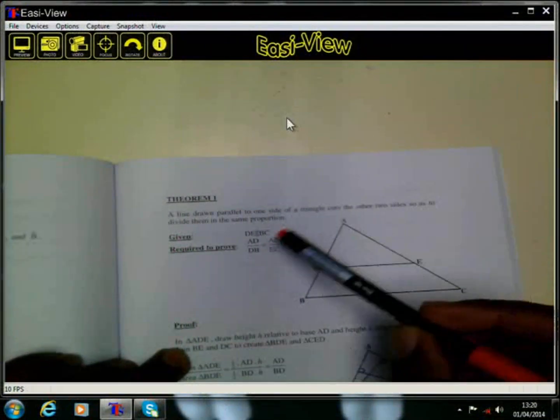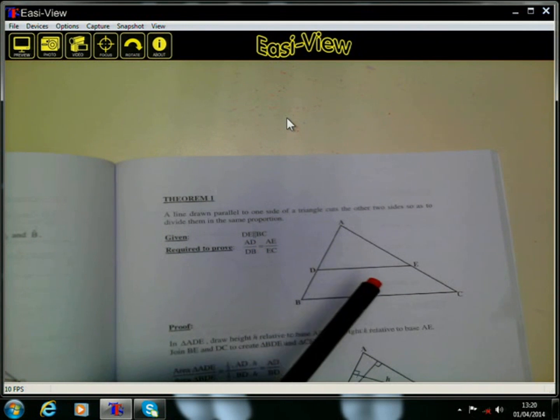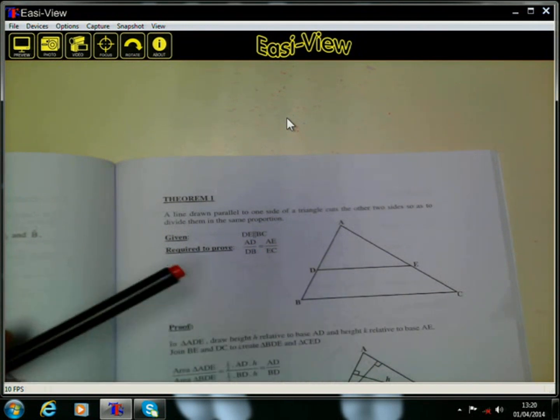The line drawn parallel to one side of a triangle cuts the other two sides so as to divide them in the same proportion. I want us to get this statement correct. I'll repeat. It reads as follows: the line drawn parallel to one side of a triangle cuts the other two sides so as to divide them in the same proportion.